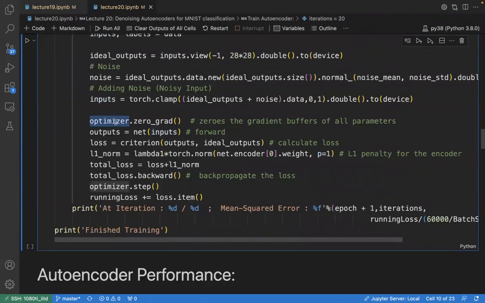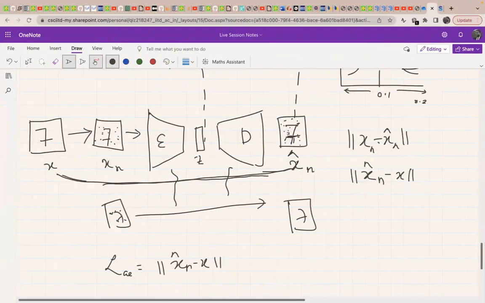The rest is the same. We're just doing the zero grad, then we're forward passing, then we're calculating the loss. See, the loss is now calculated between outputs. Outputs is now xn hat, not x hat, it's xn hat. And we're calculating the loss between xn hat and x.